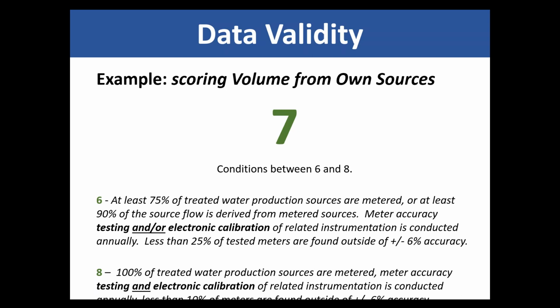The audit software is generally even scores, so we now bump up to an 8. And it says 100% of treated water production sources are metered. Still good there. Next, accuracy testing and calibration of all instruments is conducted annually. That doesn't happen for them. They just calibrate. They don't volumetrically test. So that's not true. And then there's still a stipulation that their meters fall inside a narrow band of accuracy. So they meet some of the criteria for an 8, but not all.